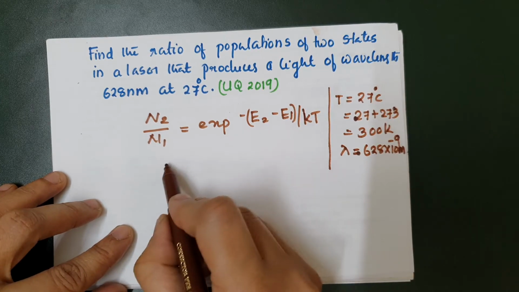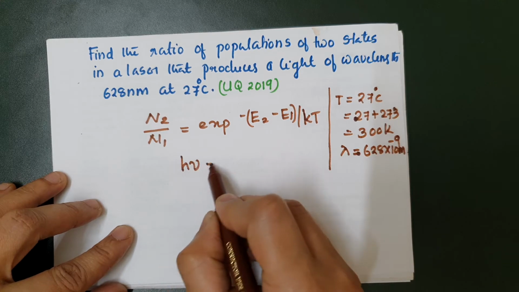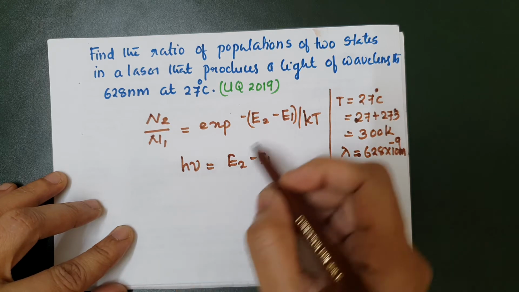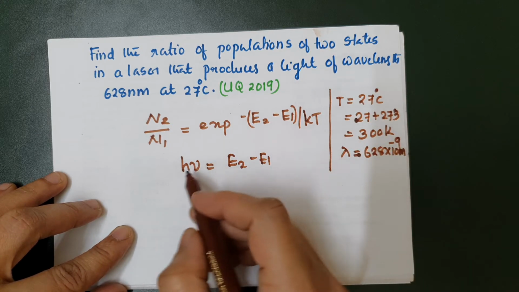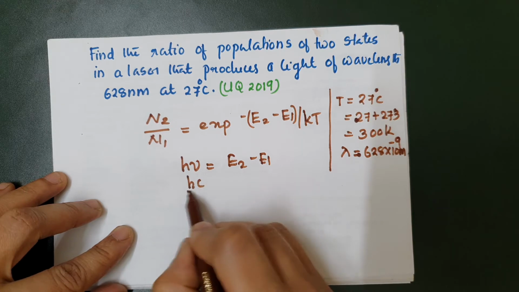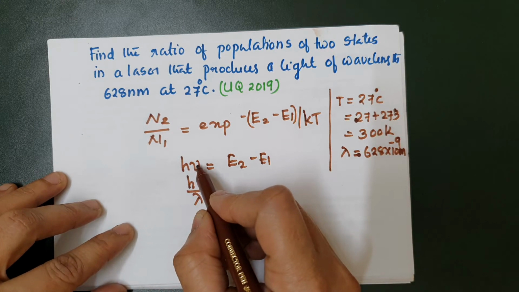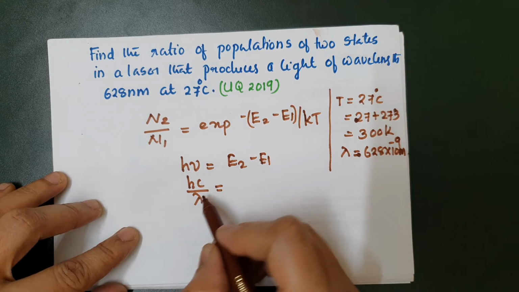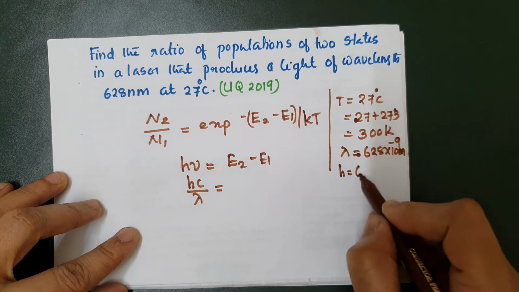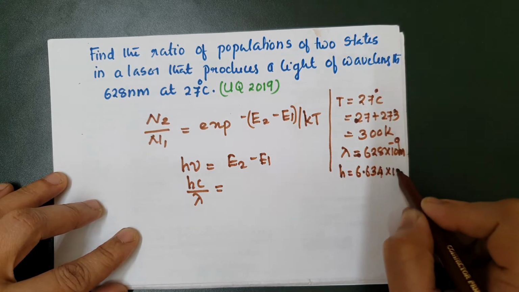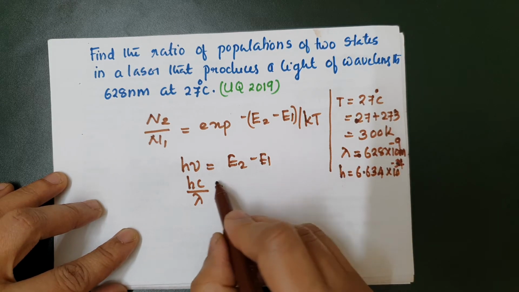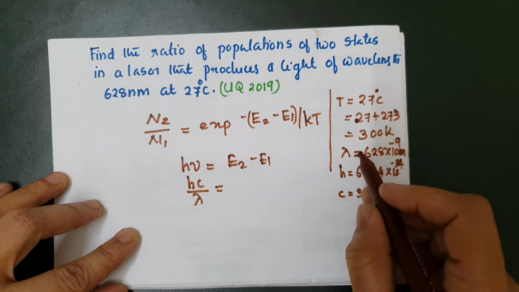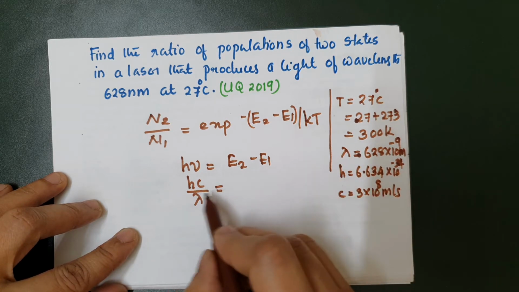We know that the absorption will take place when this energy E2 minus E1 is equal to h nu, so we can replace this equation by h nu. And this h nu can be written as hc by lambda, where nu is frequency, equal to velocity by wavelength. Therefore, we have to find out this hc by lambda. That is, h is Planck's constant, 6.634 into 10 raised to minus 34 joule second, and c is 3 into 10 raised to 8 meter per second, and lambda is given.